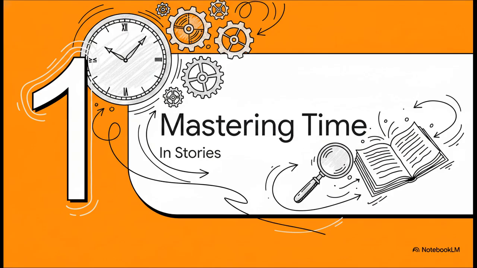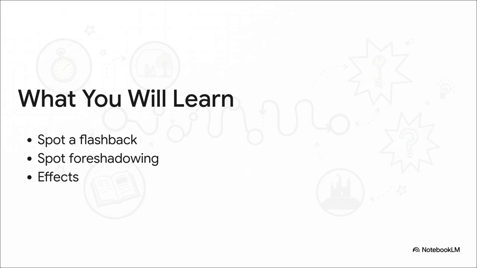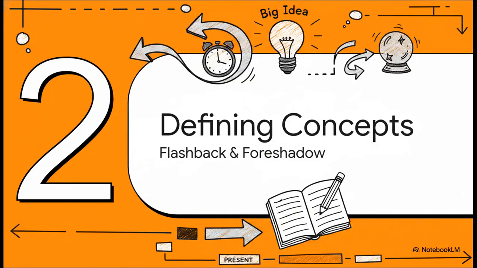So here's the what and the why of our lesson. Why should we even care how authors play with the clock? Well, because understanding time manipulation dramatically deepens how you comprehend what you're reading. Here's exactly what this curriculum aims to teach you by the end of this lesson. We're going to cover how to spot a flashback, how to identify those super sneaky foreshadowing clues, and how these techniques totally change the way a story is told. Knowing how to recognize these tools doesn't just make you a better reader, it basically turns you into a literary detective.